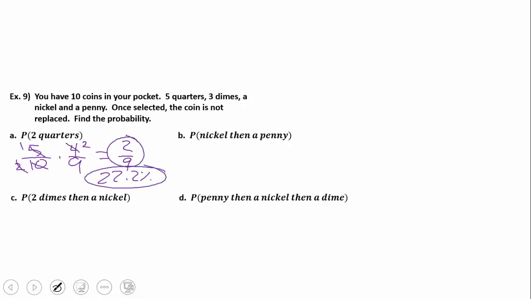All right, going on to part B, nickel and a penny. So how many nickels do we have? Oh, we only have 1. So 1 nickel out of 10 multiplied by a penny. Oh, we have only 1 penny. And there's only 9 coins left because we already took the nickel out. So this is 1 out of 90. And 1 out of 90 is 1.1%.